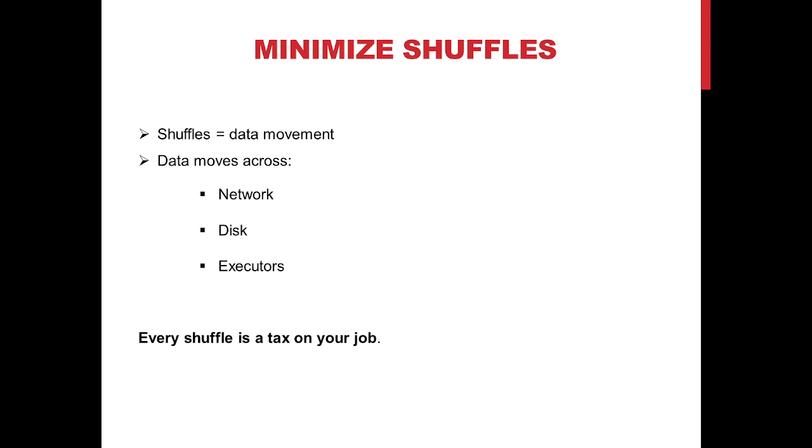Now let's start with shuffles. A shuffle means data movement. Data moves across the network, spills to disks, and moves between executors. This is expensive. The most important line to remember is this: every shuffle is a tax on your Spark job. The more shuffles you have, the more you pay in time, memory, and stability.